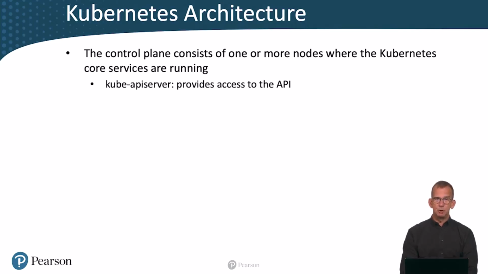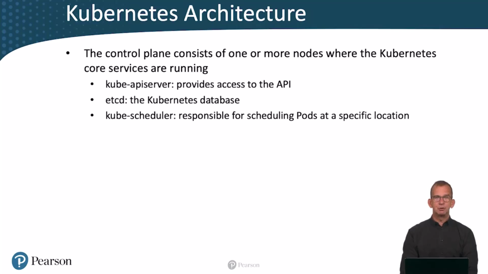That is the part of Kubernetes that provides access to the API. That's the component that you talk to when you are interfacing Kubernetes with the kubectl utility. There is the etcd, which is the Kubernetes database. That is where all Kubernetes resources are stored. There is the kube scheduler, which is responsible for scheduling pods at a specific location. And there is the kube controller manager, which manages core Kubernetes processes.